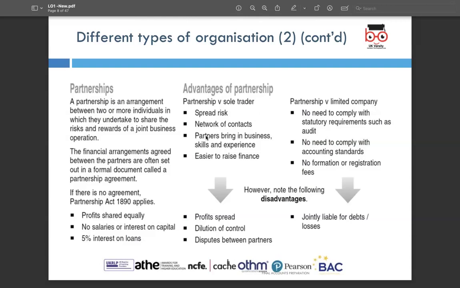But partnerships also present inherent disadvantages. Profits are divided among partners, potentially diluting individuals' earnings compared to sole proprietorships. Moreover, decision making can be complicated by multiple stakeholders, leading to disputes over management control and strategic direction. Importantly, partners are jointly liable for business debts and losses, which can impact personal finances if the partnership encounters financial difficulties.